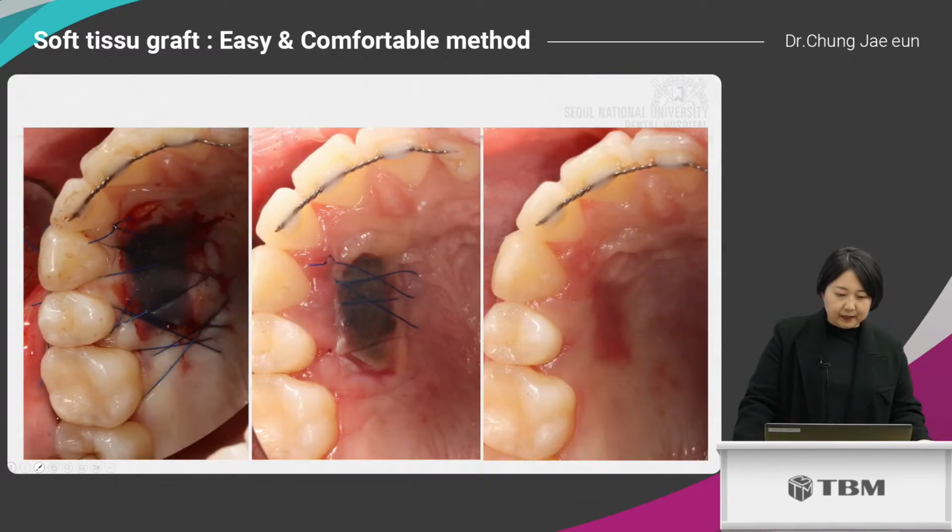Here is the donor site. I applied Surgicel and Ora-Aid, the mucoadhesive periodontal dressing, and sutured. 8 days after, the dressing still remained. And this is 3 weeks later. You can see the almost complete healing of the palatal site.